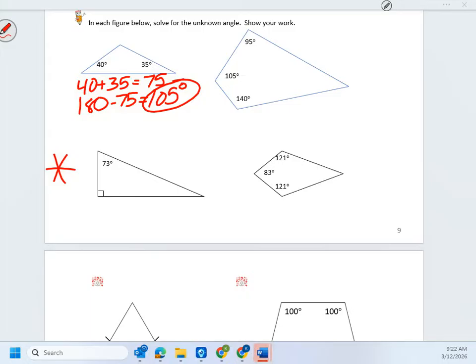Look at this one. How would I solve this, Moses? We're going to have to use our previous knowledge. We know that this box means it's a right angle, and we know right angles are 90 degrees. So I can figure out that missing one, right? Fill in those angles that aren't obvious, right? I have to know that that box means it's a right angle, and that means it's 90 degrees. Then I can do my same work.